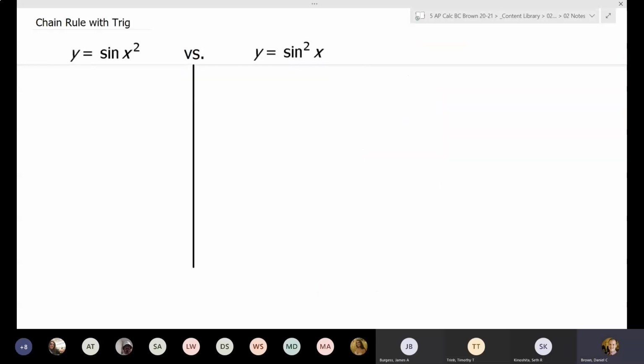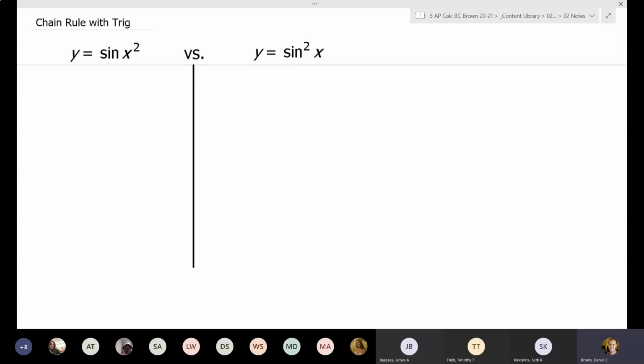Other common mistakes: people not interpreting how the exponents work when looking at these problems. So I have two questions here. I have y is equal to the sine of x squared and y is equal to the sine squared of x. These look the same, but they actually have very different derivatives because they have different outside functions.